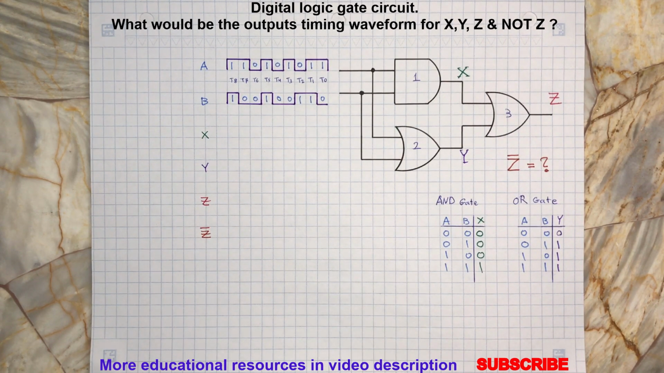During the interval T0, the input A is 1 and B is 0. So the output X will be logic 0 and Y will be logic 1. This is because gate number 1 is AND and gate number 2 is OR. At the same time, since gate number 3 is an OR gate, this will lead to a logic 1 at output Z.